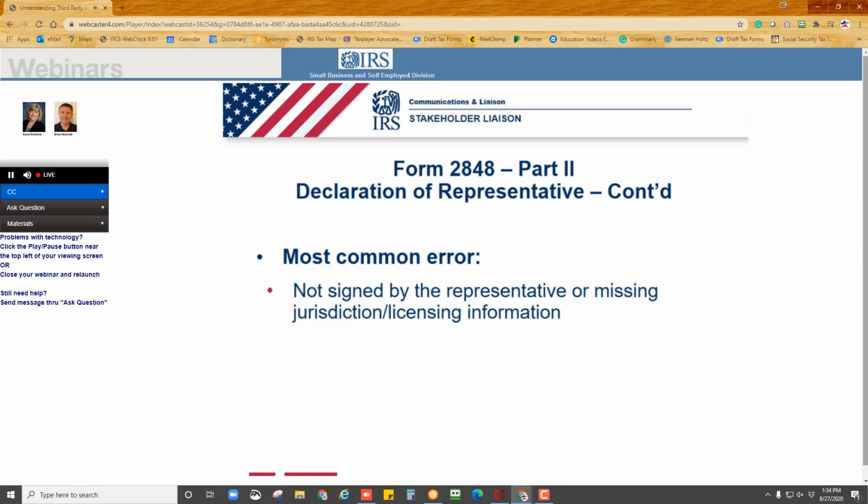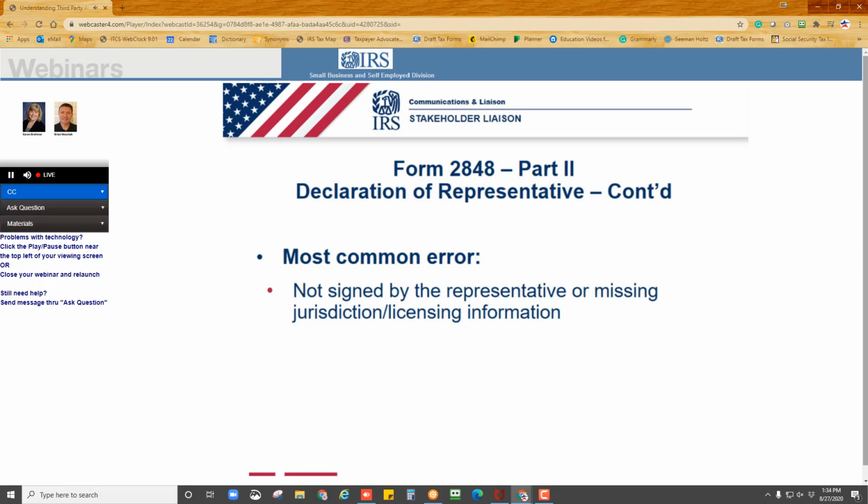But we're talking right now about Part 2. So this area of the form is the exception. The only time that the IRS will return an unprocessable Form 2848 to the representative is if the error is related to the representative somehow. That's if the form is missing the designation level, the jurisdiction, the license number, or the signature of the rep.